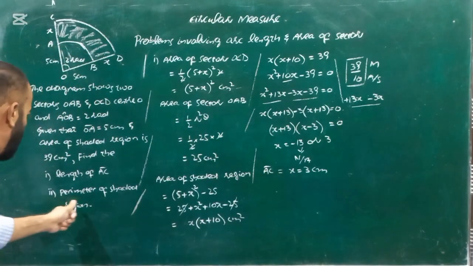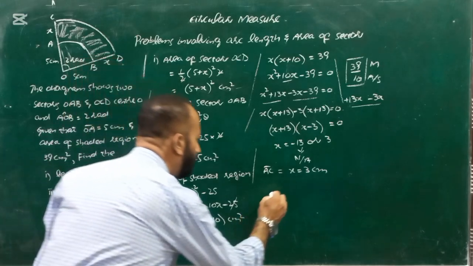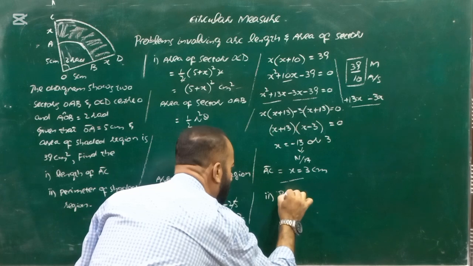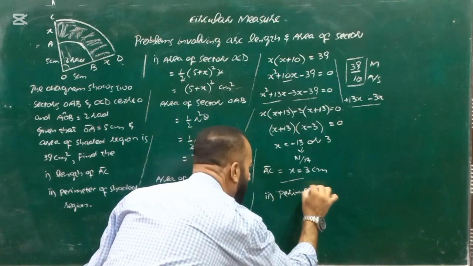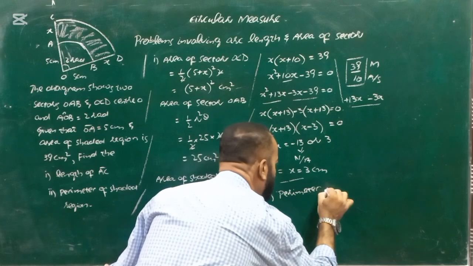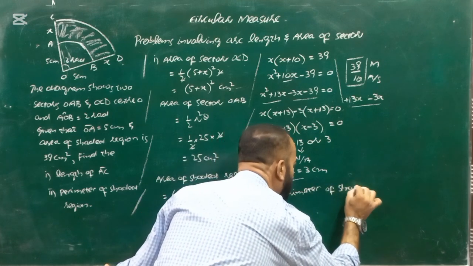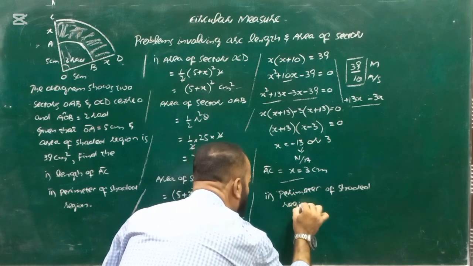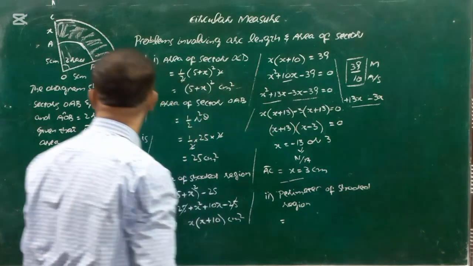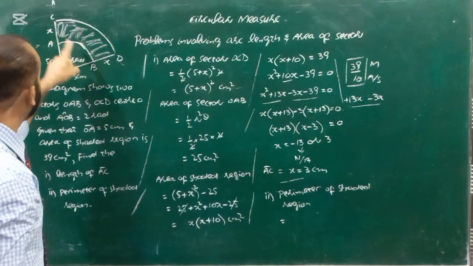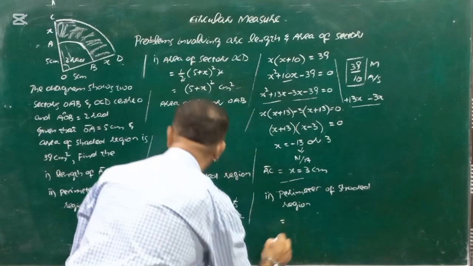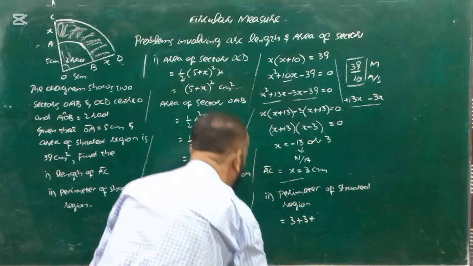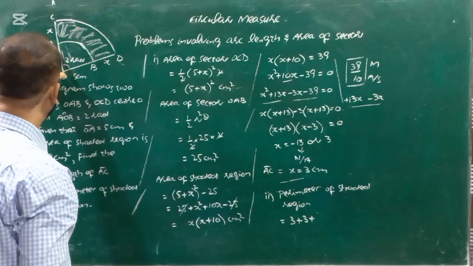Okay, the second part is the perimeter of the shaded region. So look now, second part, perimeter of shaded region will be equal to this side plus smaller arc plus greater arc. So 3 plus 3 plus smaller arc, which will be s is equal to r theta.